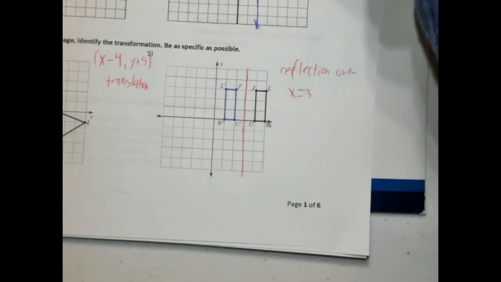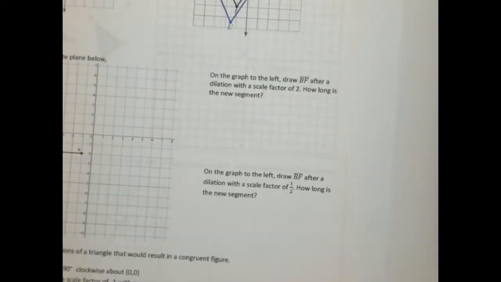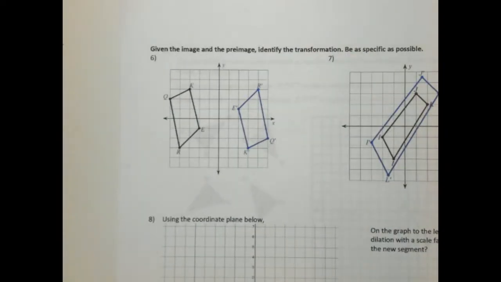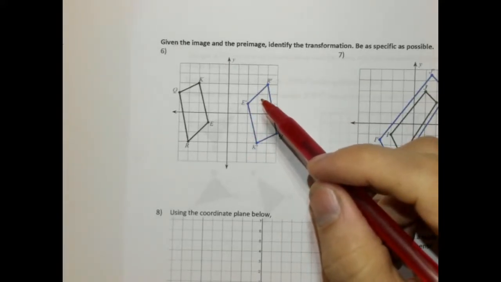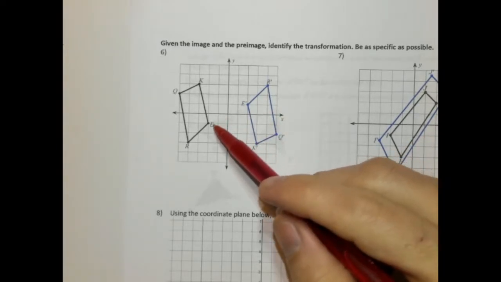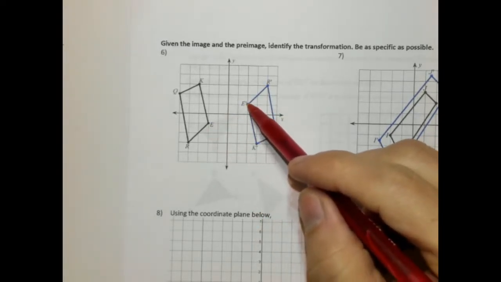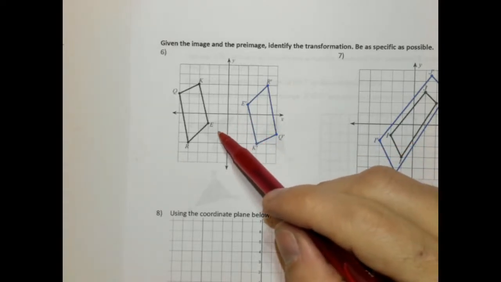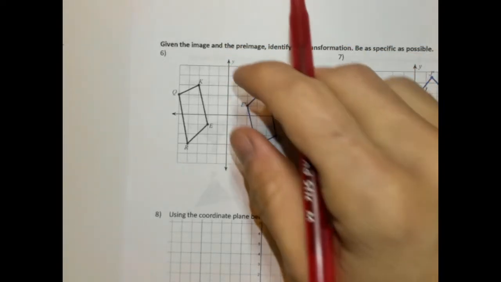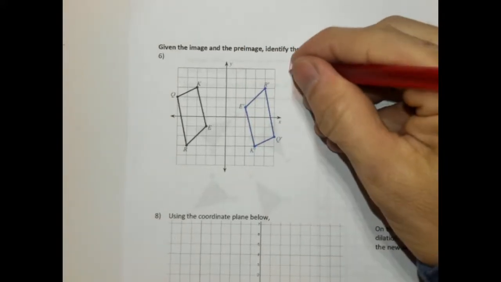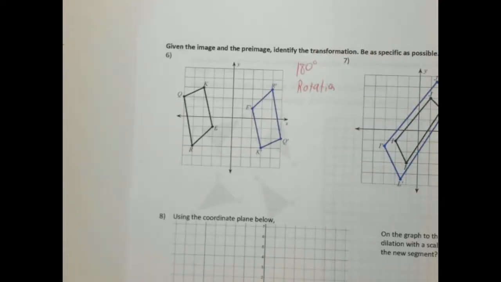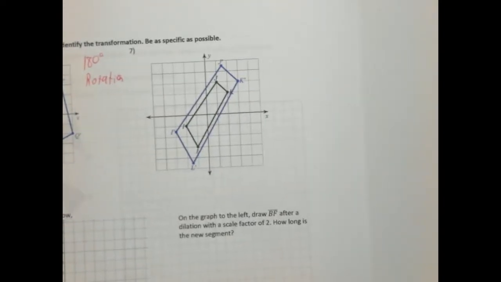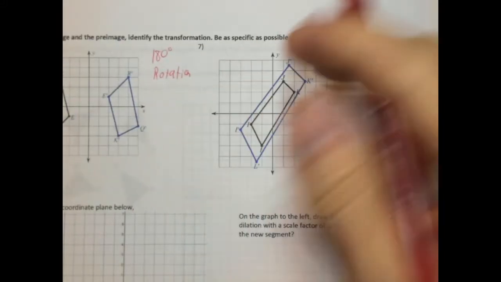And that's it. All right, that's page 1. Page 2. Given the image and the pre-image, this is the same thing as before. Okay, so this is not a reflection because E is here and it's up there. It's not a translation. This is going to be a rotation, and it's actually 180 degrees. 180 degree rotation. This is, and the direction doesn't matter because 180 degrees.